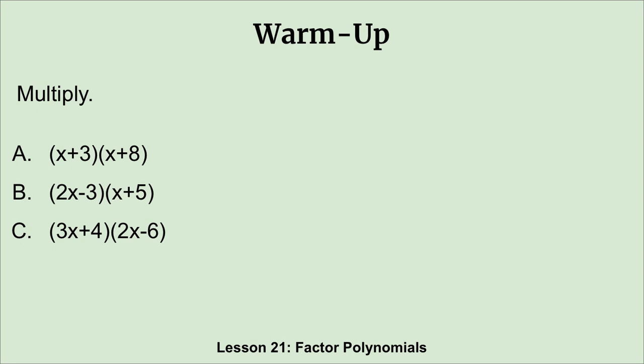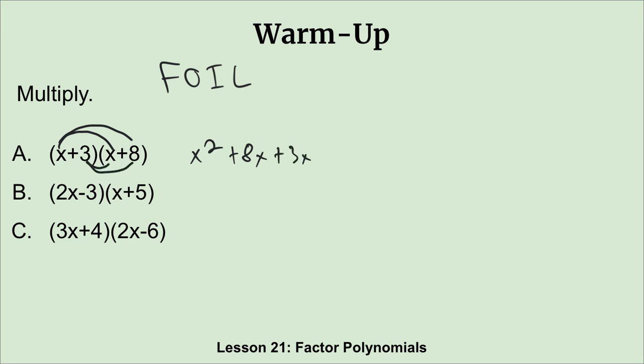For the first one, we're doing FOIL here: first, outside, inside, last. So we're going to do x times x, which is x squared, x times 8, which is plus 8x, 3 times x, which is 3x, and 3 times 8. So that would get us x squared, 8x plus 3x would be plus 11x, and 3 times 8 is 24.